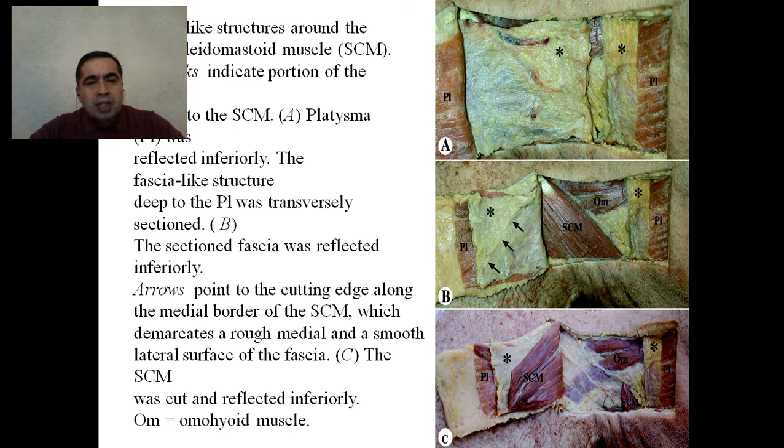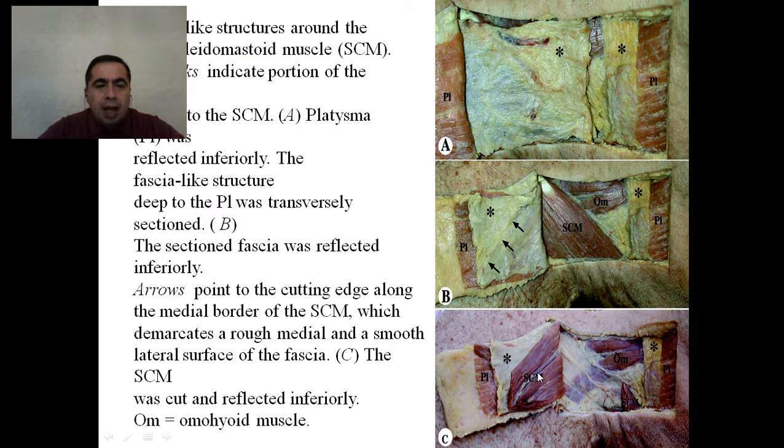Very important structures are the fascia-like structures around the sternocleidomastoid muscle. Here, the asterisks indicate the portion of the fascia medial to the platysma. The platysma was reflected inferiorly here. The fascia-like structure deep to the platysma was transversely sectioned in B. The sectioned fascia was reflected inferiorly.